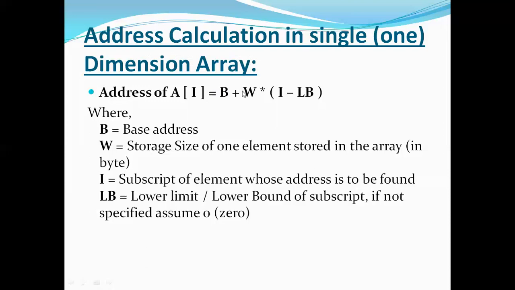Width also depends on the different data types. If it is an integer, it will be 4 bytes. If it is a character, 2 bytes. If it is a long, 8 bytes. So depending on the data type, the width will change. And I means which index you want to know, and the lower bound is the array's lower bound. Always the lower bound is assumed to be 0. If it is not assumed, it will be mentioned. Suppose my lower bound starts from something like 5.